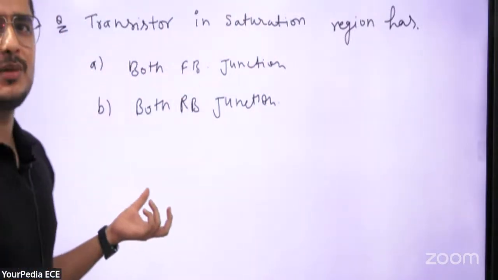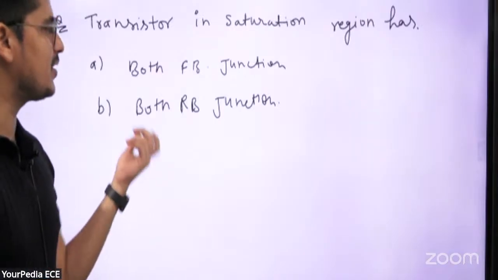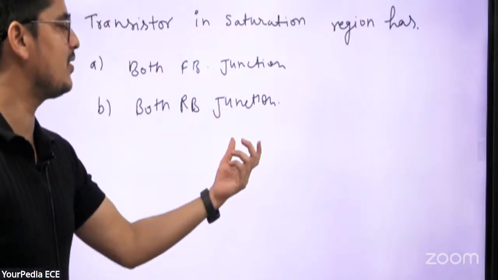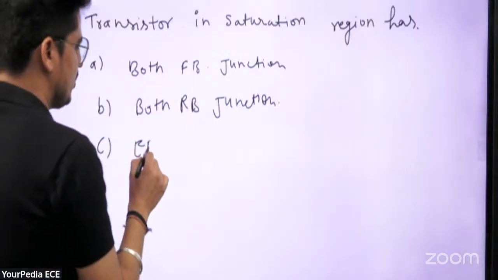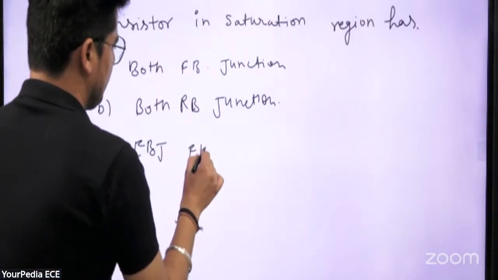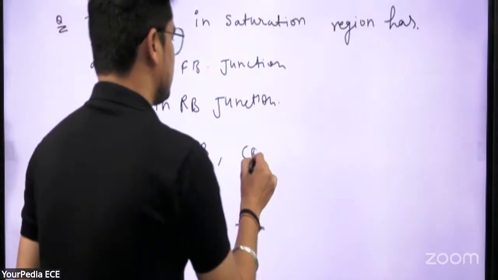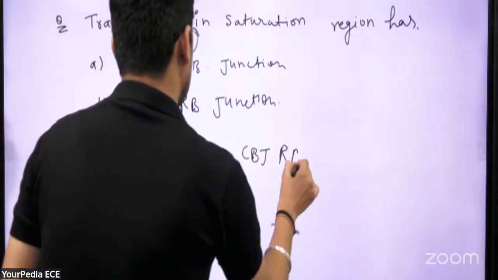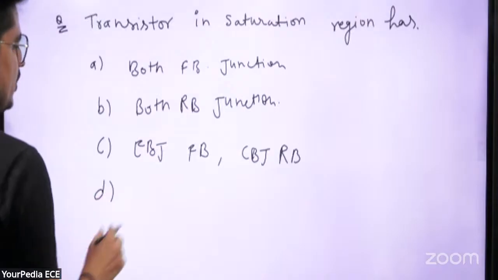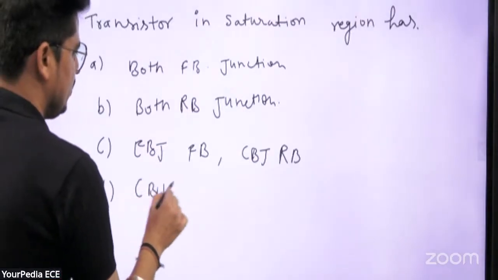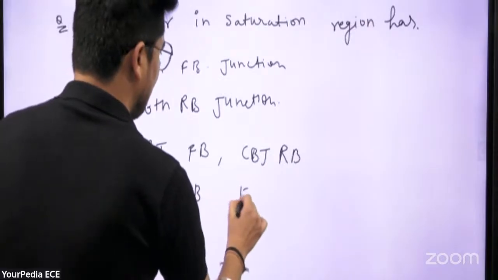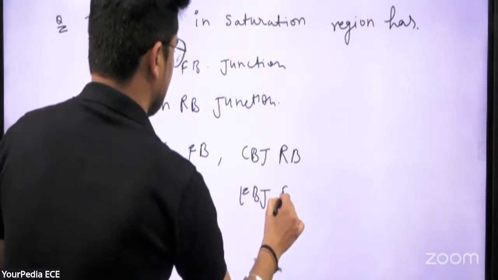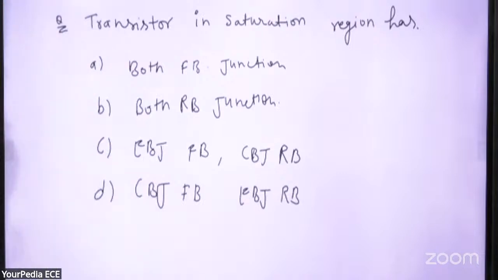I think I can predict the other options. The emitter base junction is forward bias and collector base junction is reverse bias. Another one, the D option, is collector base junction forward bias and emitter base junction reverse bias. So I think these are the four options.